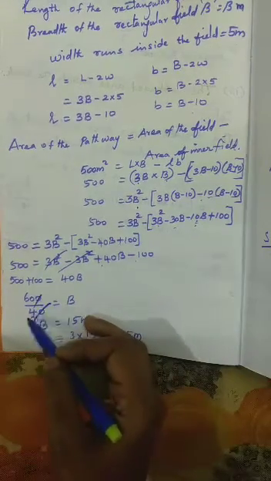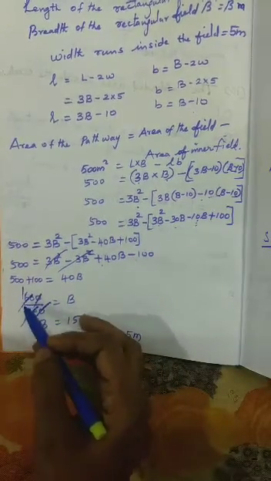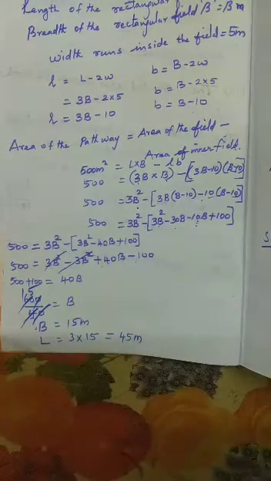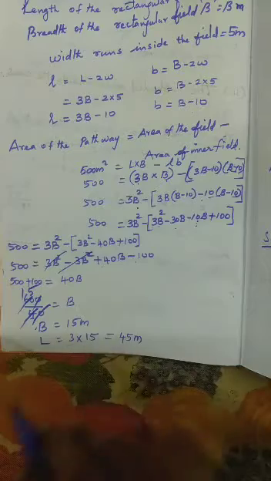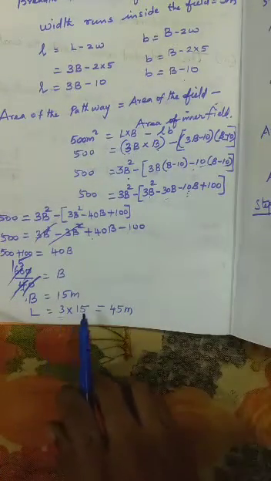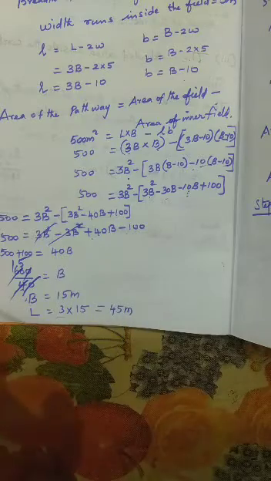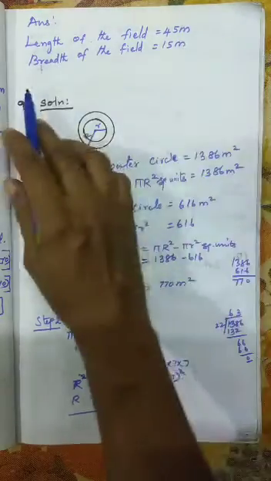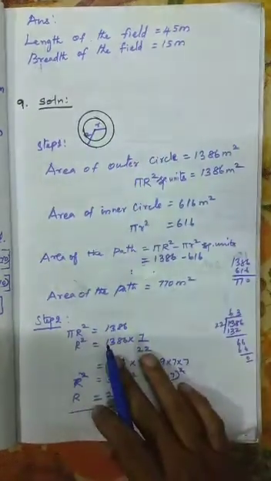Now cancel b. Then 4 1 times, remaining 2. That is 20, which is 5 times. So b is equal to 15 meter. So L is equal to 3 into B, isn't it? So 3 into 15 is equal to 45 meter. Now answer: length of the field is equal to 45 meter, breadth of the field is equal to 15 meter.